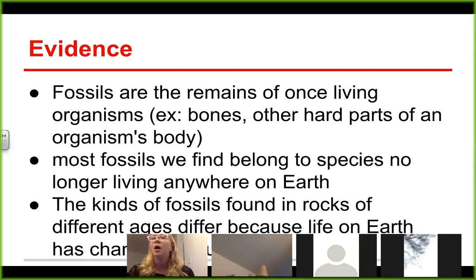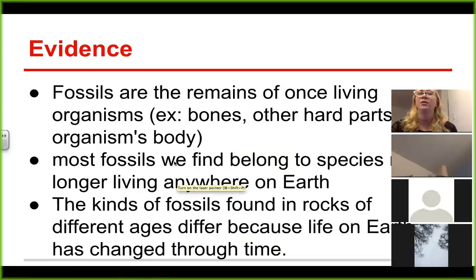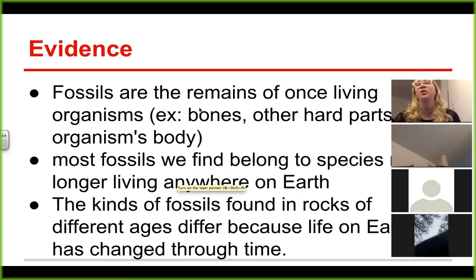Which is also a problem because then we can't really see them in the fossil record if they don't have bones or any part of their body that's hard, for example, bacteria, right? We're not seeing bacteria in the fossils, even though there's probably thousands of them. And then I said this already, but most fossils we find belong to species that no longer live on Earth, right? They've gone extinct. And then the kinds of fossils found in rocks of different ages differ because life on Earth has changed over time. Right, so this is kind of how it supports evolution, that life has changed over time, and we see that in fossils. Pretty simple little summary there.